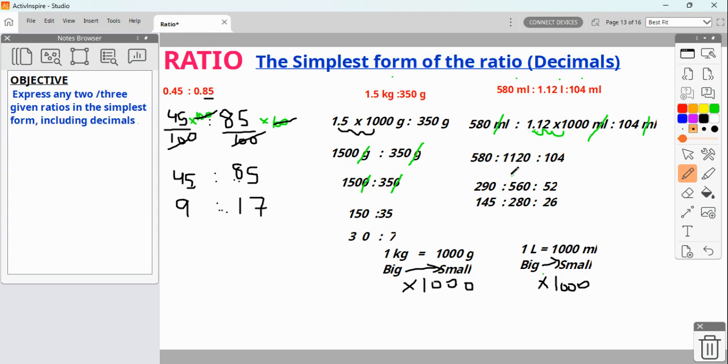So in today's lesson, we have learned about ratio, and how to express any two or three given ratios in the simplest form that includes decimals.